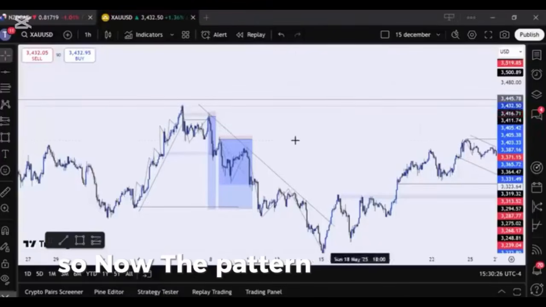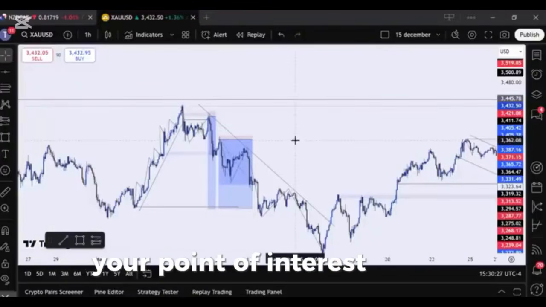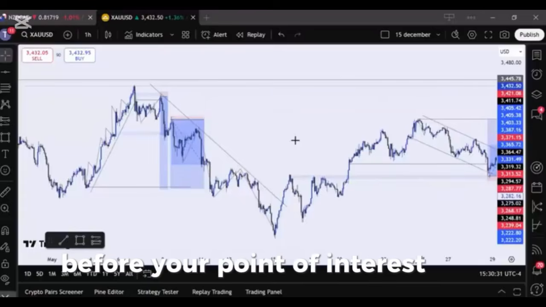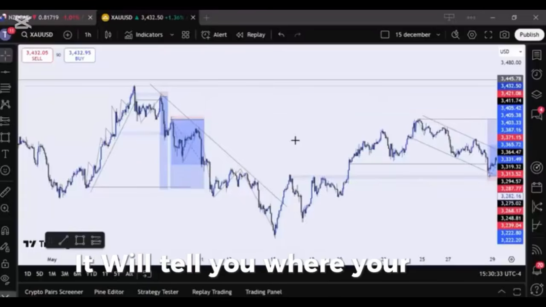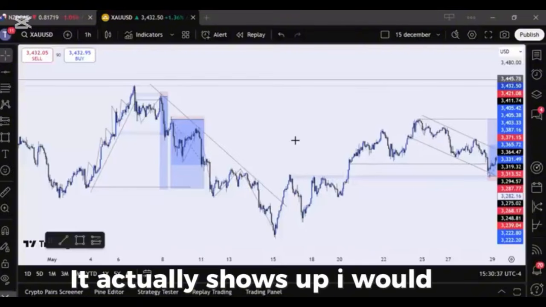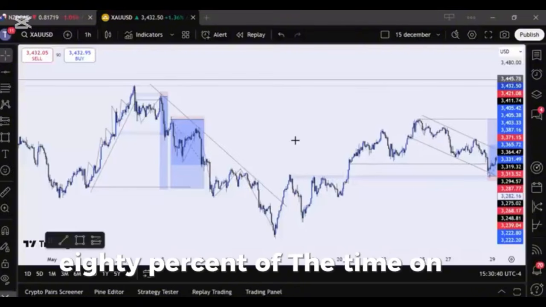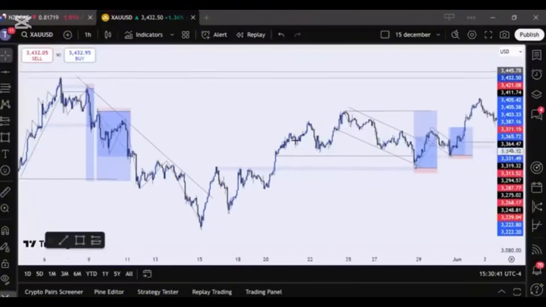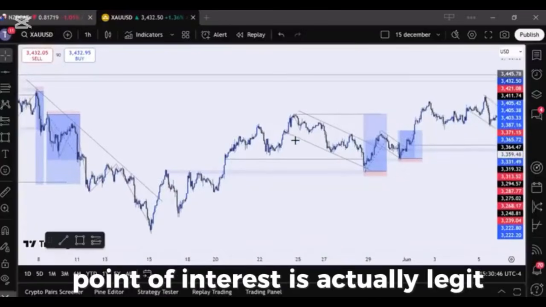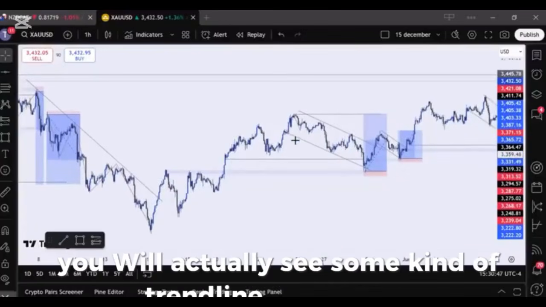So now, the pattern that market uses to approach a point of interest is very crucial. Observe the pattern that market is making before your point of interest gets triggered. It will tell you where your take profit level will be. And for trend line liquidity, it actually shows up, I would say, 80% of the time on the charts. If market starts trying to trigger a point of interest, and that point of interest is actually legit, you will see some kind of trend line manner there.